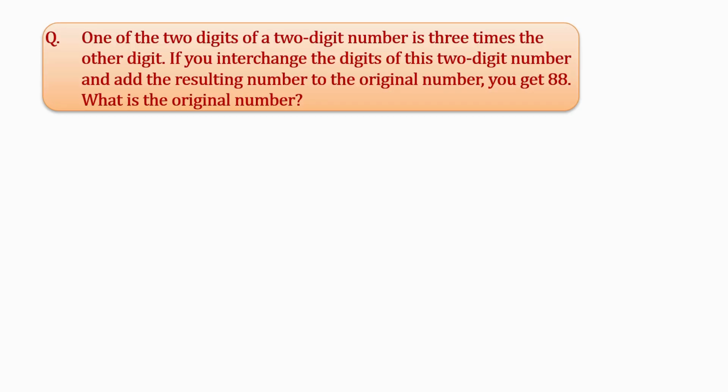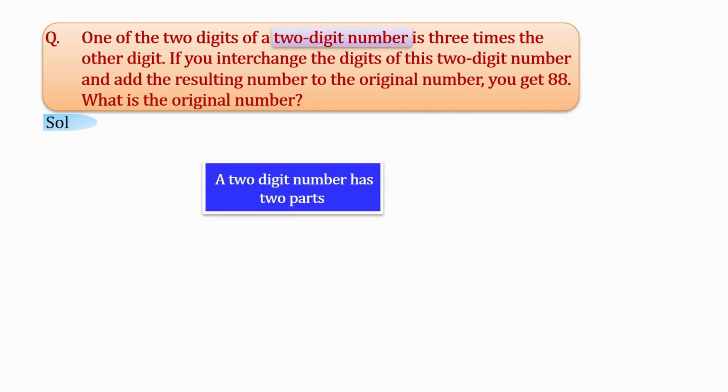Now next problem. One of the two digits of a two-digit number is 3 times the other digit. If you interchange the digits of this two-digit number and add the resulting number to the original number, you get 88. So what is the original number? Here we need to find the original number.